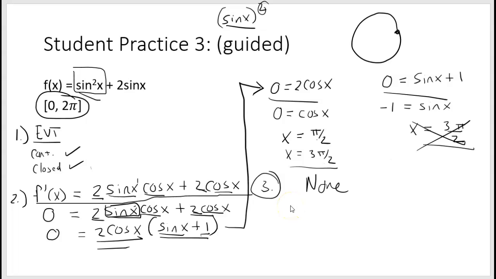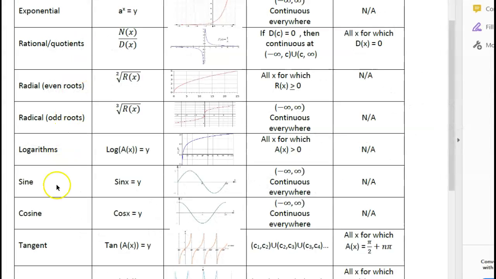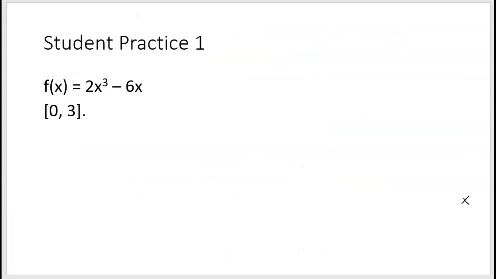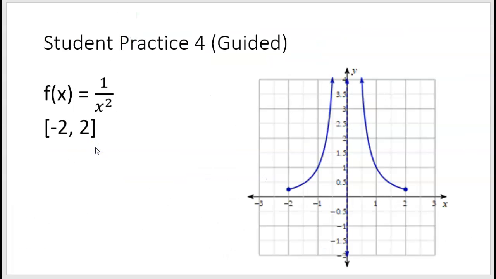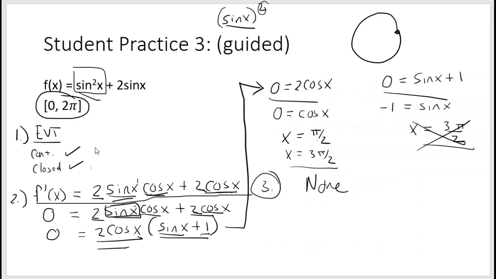Well, step 3 doesn't give us any critical values. There's no places where the derivative is undefined. This is a sine, this is a cosine, and this is a cosine. And when we look at our little sheet up here, both sine and cosine are continuous everywhere. So therefore, this little expression that we're looking at has to be continuous everywhere. Since there's no discontinuities, there's nowhere where the derivative would fail to exist.